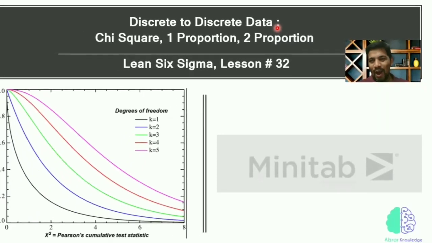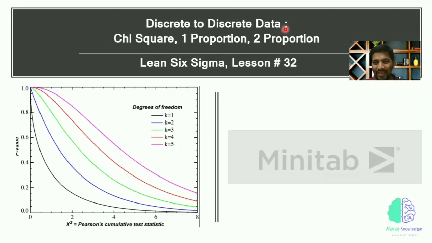Today's topic is how we should handle the data when it is discrete to discrete. Discrete data, as you all know, is also called attribute data. When you have attribute data, how can we handle it? There are many ways we can do it.